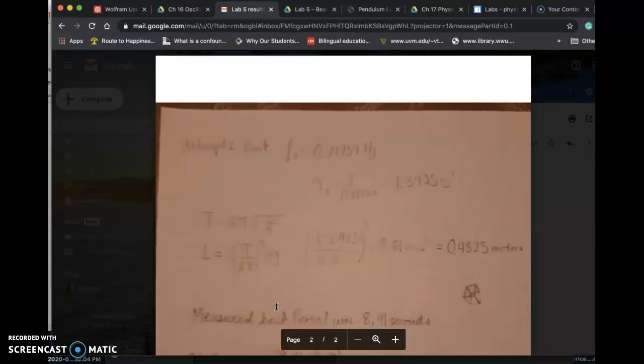From there, we take the inverse of the frequency to get the period, and we get 1.3935 seconds. Then we utilize the same function from before, but reversed, in which the length is equal to T divided by 2 pi, squared, times g, which is 1.3935 divided by 2 pi, squared, times 9.81 meters per second squared. And that gives us 0.4825 meters.